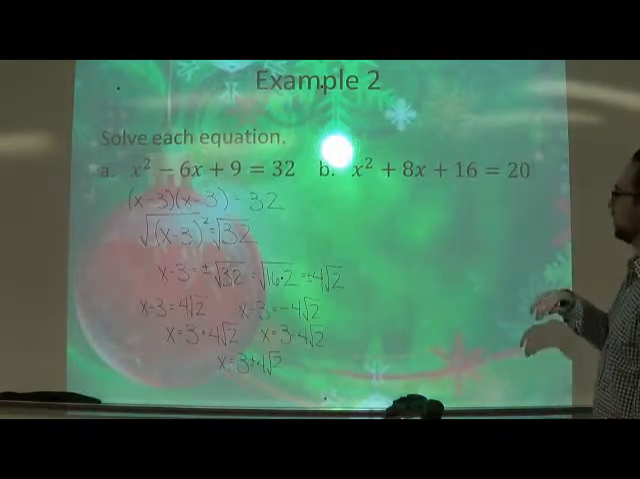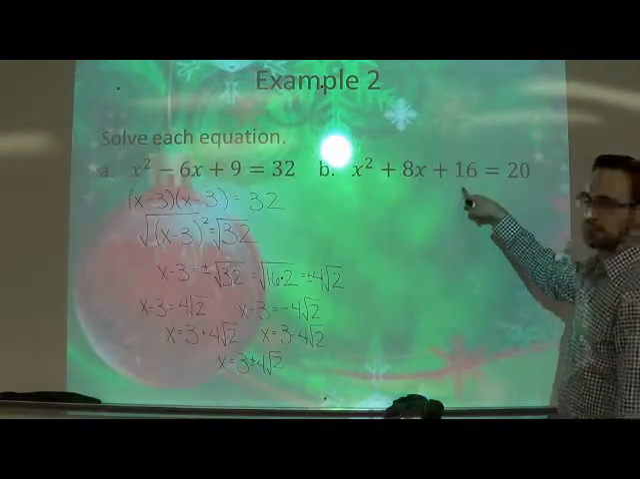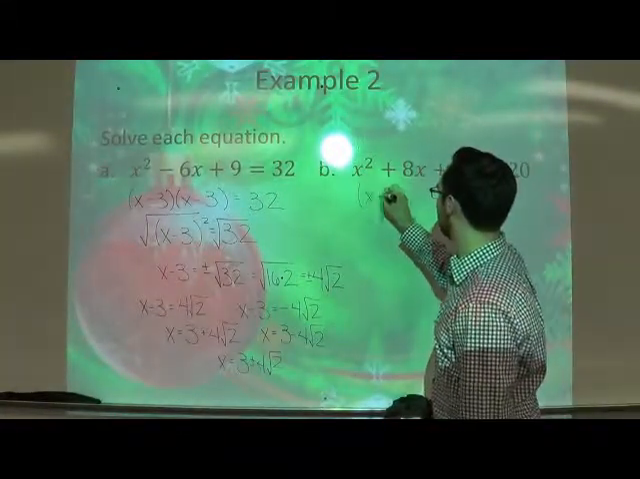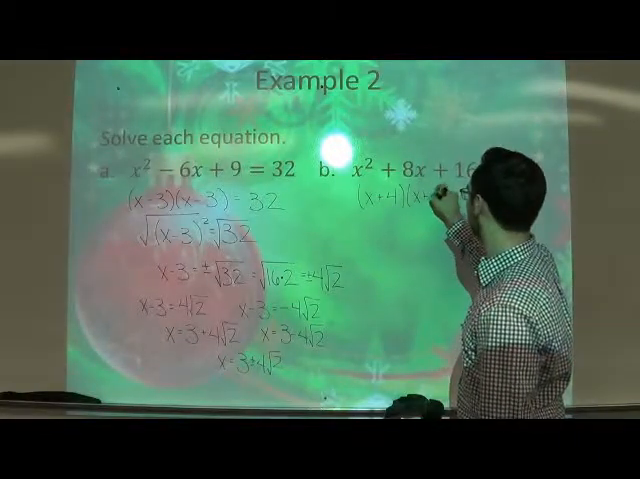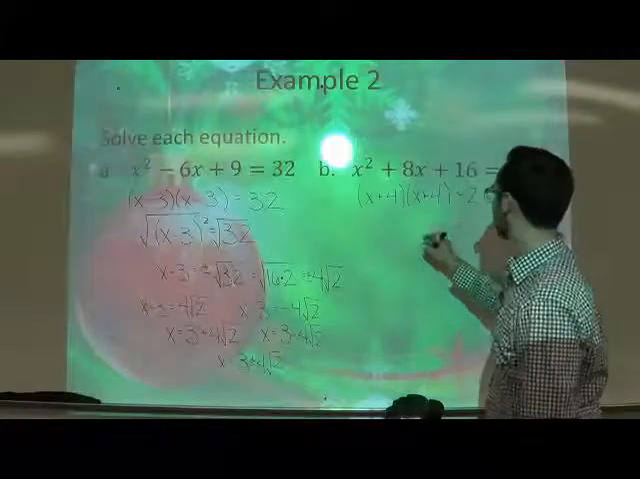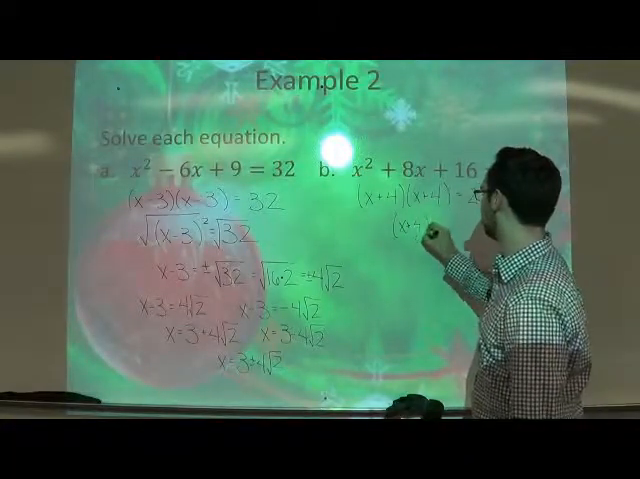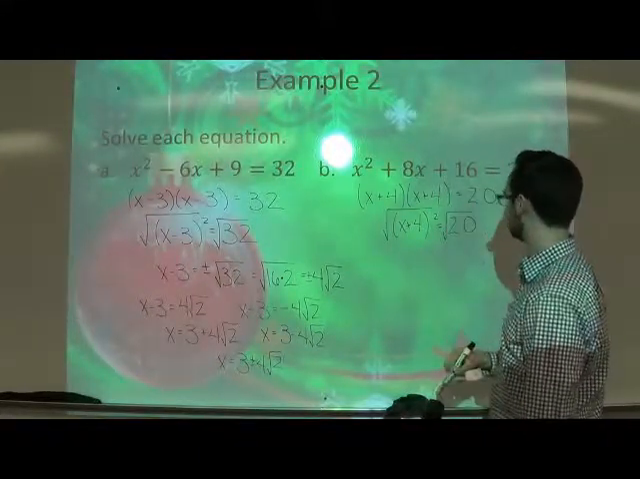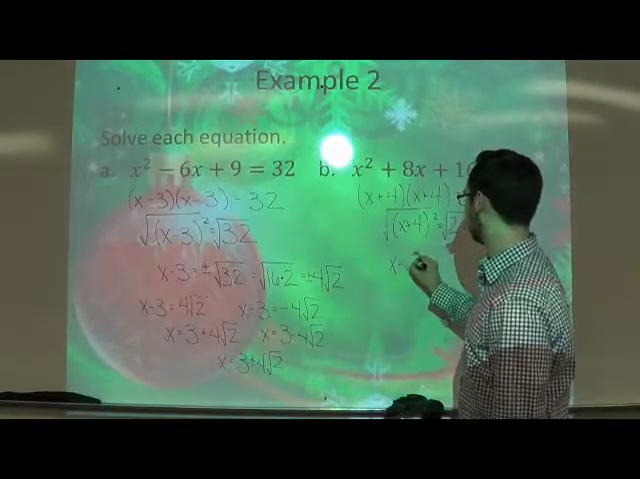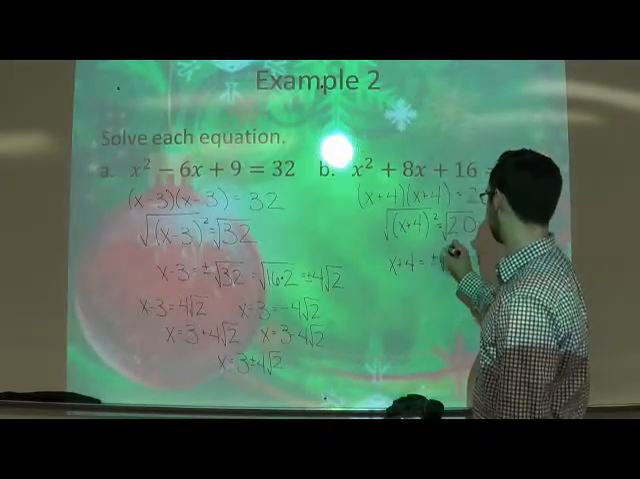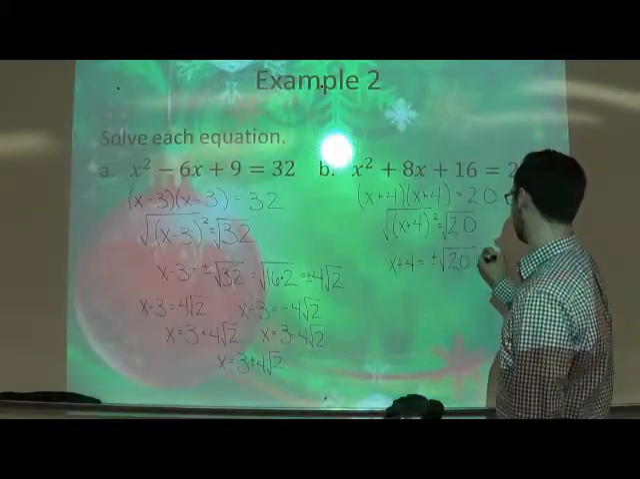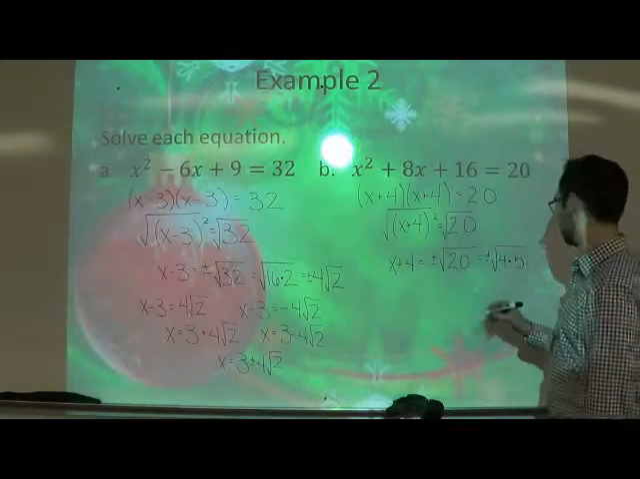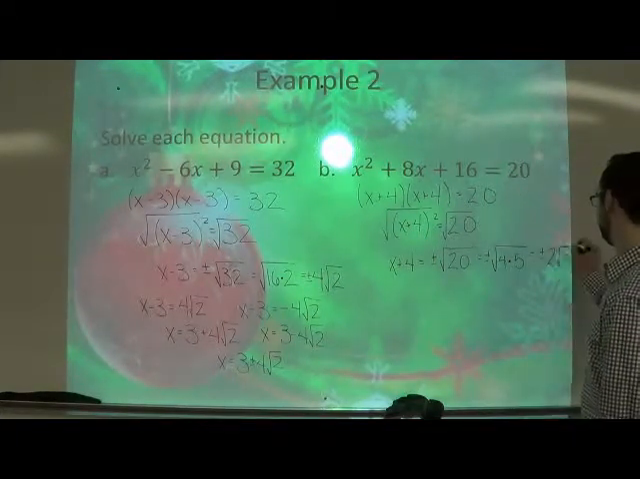Let's go ahead and take a look at another one of these. We want to know, how do I factor 16 so that it multiplies to give me 16 but adds to give me 8? That would be x plus 4 times x plus 4 is equal to 20. Again, we have x plus 4, the quantity squared. And now we can take the square root of both sides. So I have x plus 4 is equal to plus or minus the square root of 20, which I can rewrite as the square root of 4 times 5, which is going to be plus or minus 2 square roots of 5.